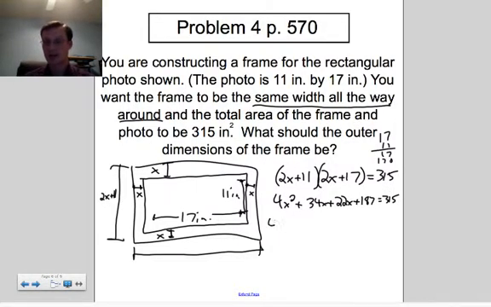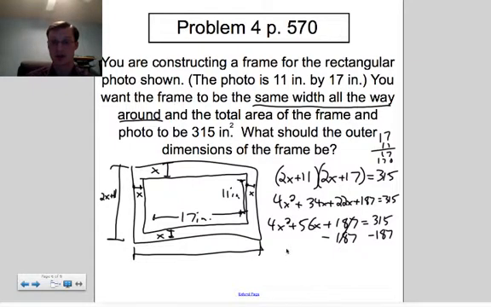So we're going to combine like terms. 4x squared plus 56x plus 187 equals 315. We're going to subtract 187 so that we have, remember the zero product property, you need a whole nothing, you need 0. So we're trying to get a 0 there. So 4x squared plus 56x equals, we're going to subtract that and end up with 128.